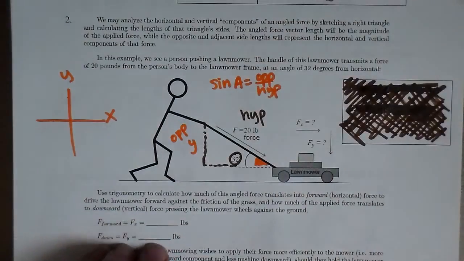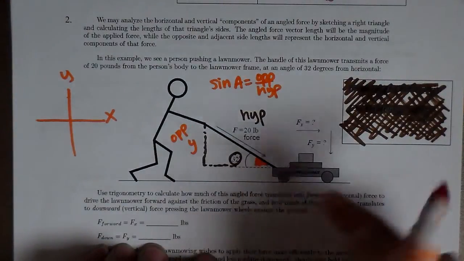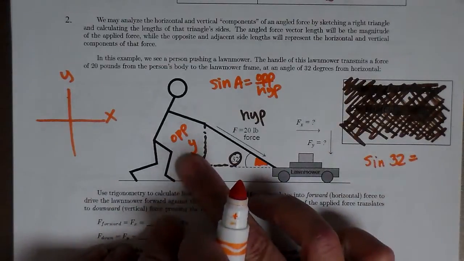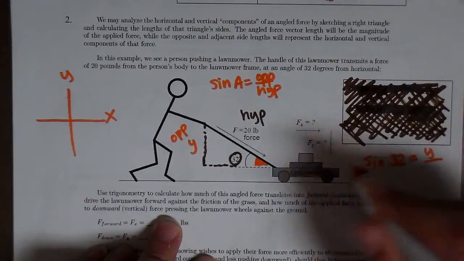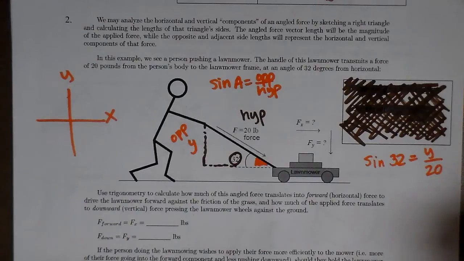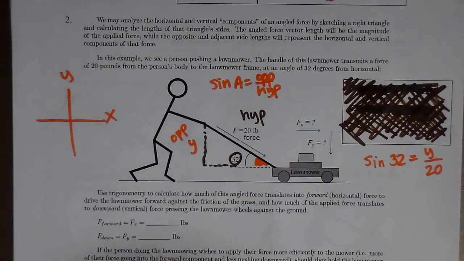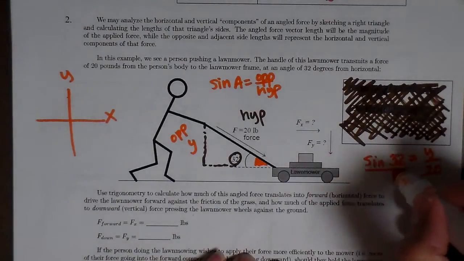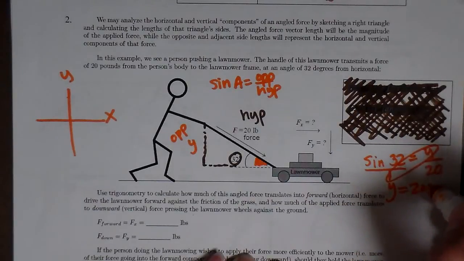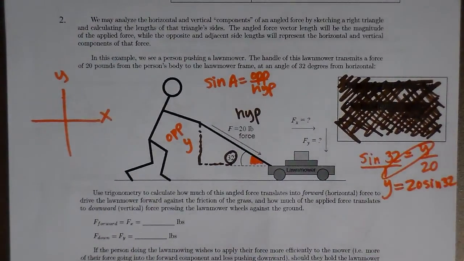So now I'm going to plug in what I have. What is the angle A that we're looking at? 32. So the sine of 32 is equal to y, because I don't know what that is, over the hypotenuse, which is 20. Okay? So now the question is, what do I do? Well, I'm going to cross multiply. I'm going to assume this is over 1. So y times 1 is y, and then I have 20 times the sine of 32. Now you need to make sure that your calculator is in degree mode.